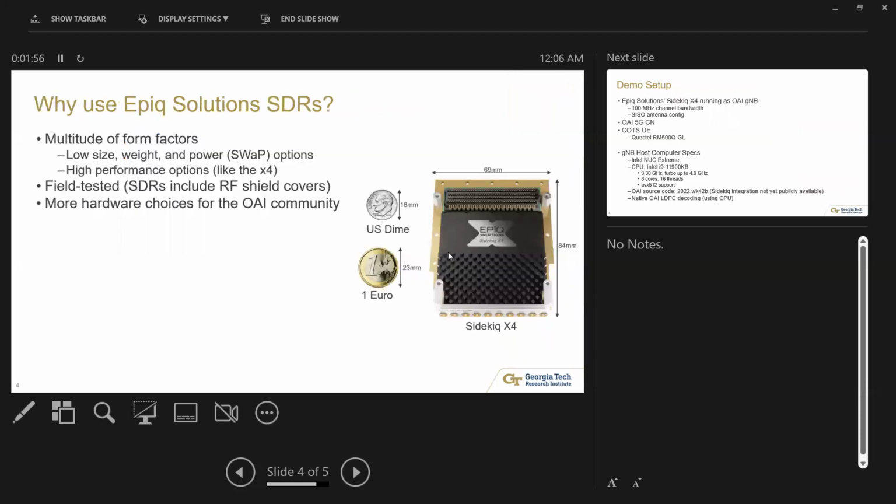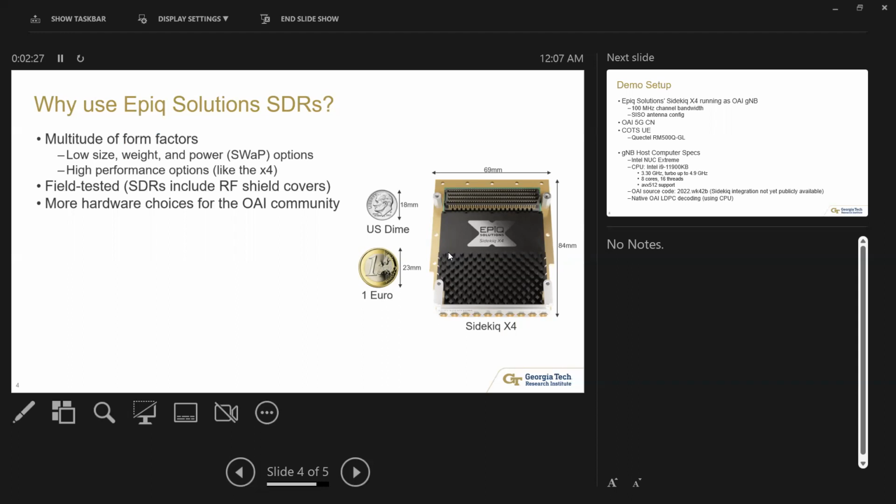I know you are very familiar with the USRP radios. For those who aren't familiar with the Epic Solutions radios, for the record, I don't speak on behalf of Epic Solutions. They're not giving me any commission off this talk. We've used their radios in our labs for a time now, and we have nothing but good things to say about them. If you're looking to take your research out of the lab environment and into more of a field testable scenario, that's a great reason to use these Epic Solutions radios.